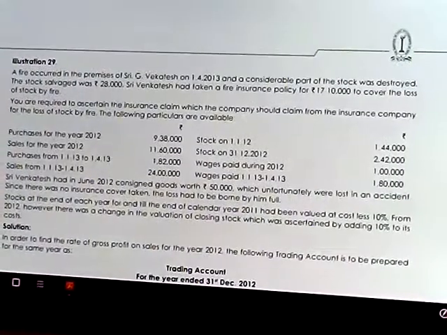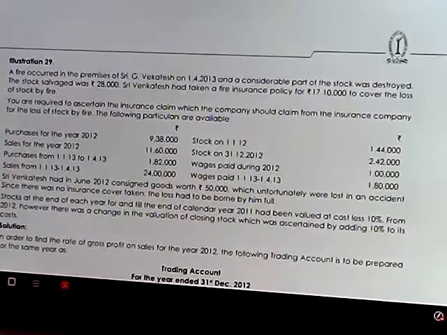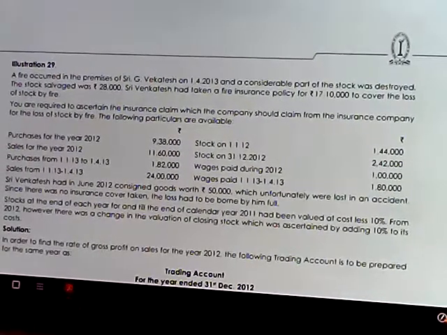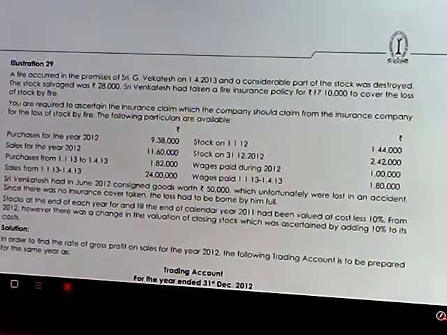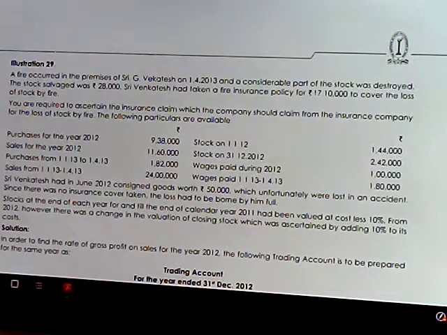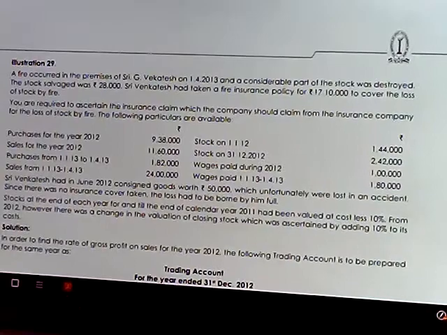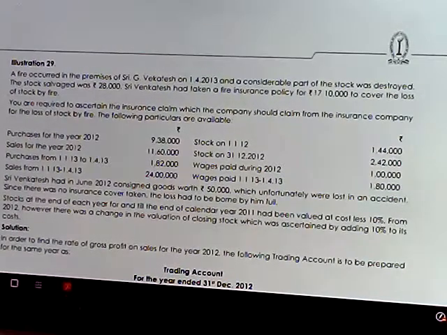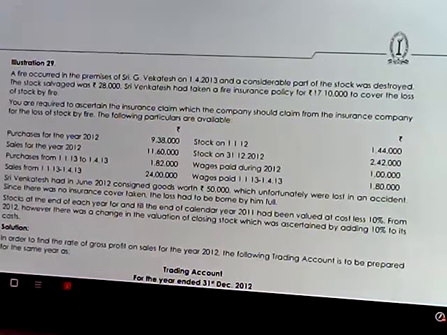Here, this is the question. A fire occurred in the premises of Shri G. Venkatesh on 1/4/2013 and a considerable part of the stock was destroyed. The stock salvaged was 28,000. Shri Venkatesh had taken a fire insurance policy for 17,10,000 to cover the loss of stock by fire. You are required to ascertain the insurance claim which the company should claim from the insurance company for the loss of stock by fire. The following particulars are available.